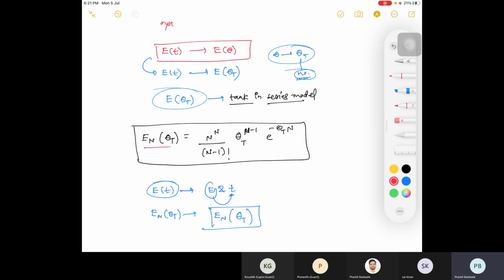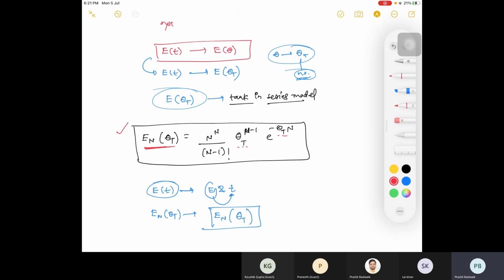What is this telling you? E n is a function of theta t, right? Theta t is here, theta t is here. This is your equation. Should I proceed? Yes, sir. What is your E curve at the exit of the whole system?